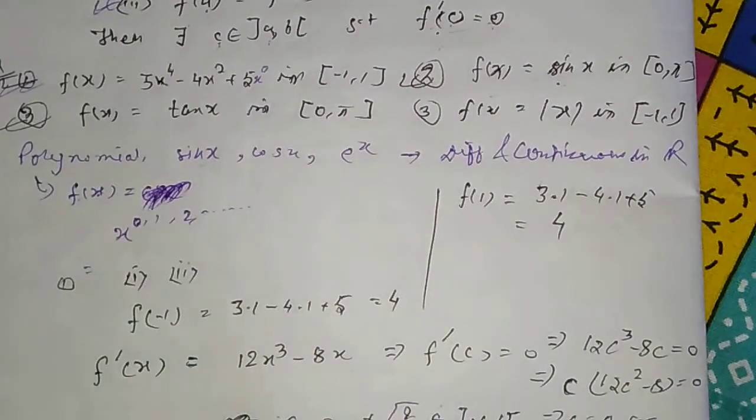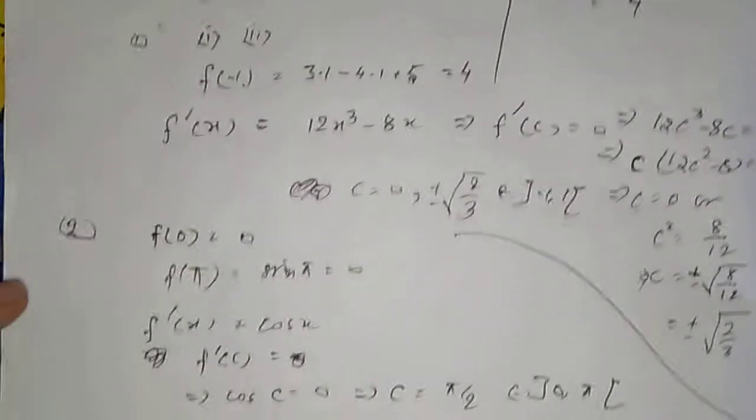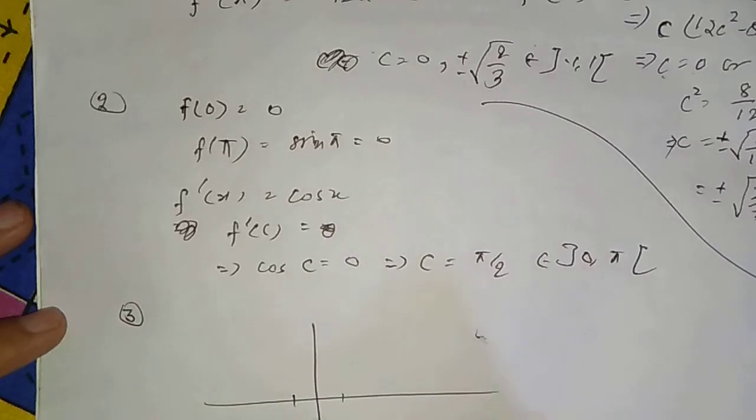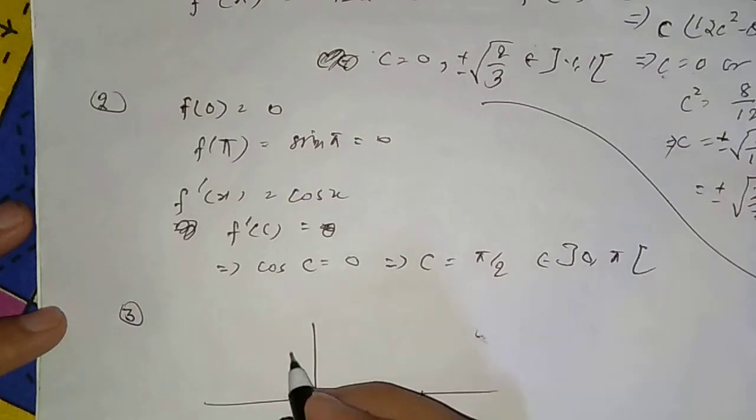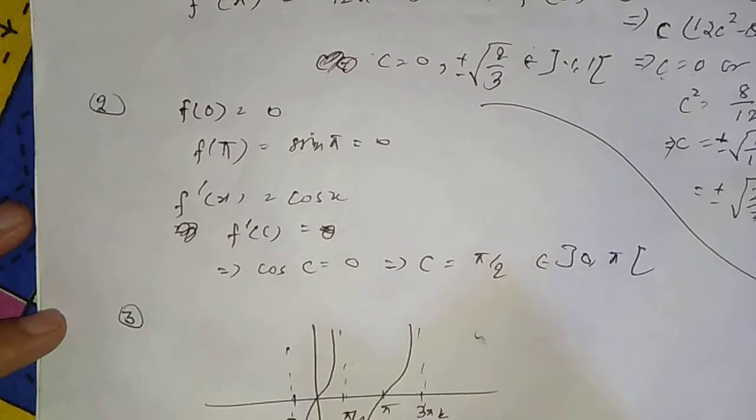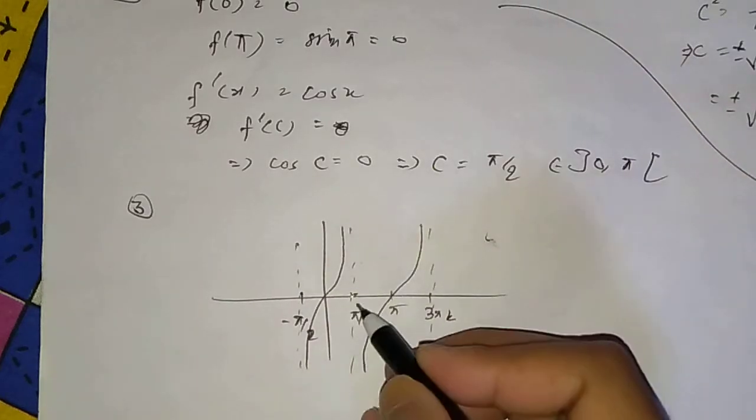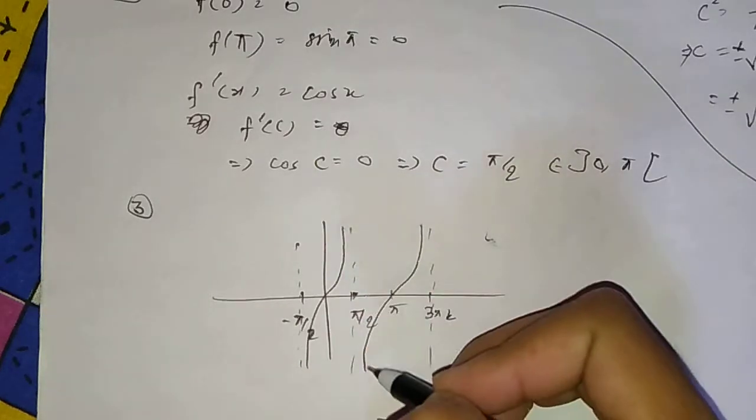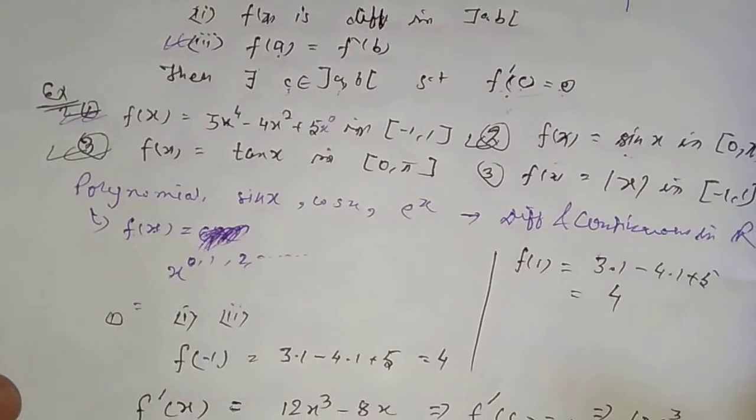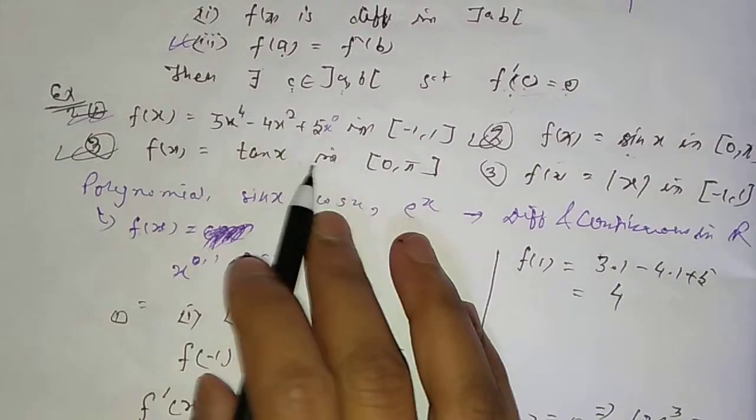Now we are going to verify the third example, where f(x) is equal to tan x in 0 to pi. We know the graph of tan x is like this, with minus pi by 2, pi by 2, pi, 3 pi by 2 marked. Then the graph of tan x is like that. We can see that the graph of tan x is not continuous at pi by 2, that is, it is not connected at pi by 2. The given interval for this function is 0 to pi, so this function will not be continuous on the given interval. So this function can't satisfy Rolle's theorem.